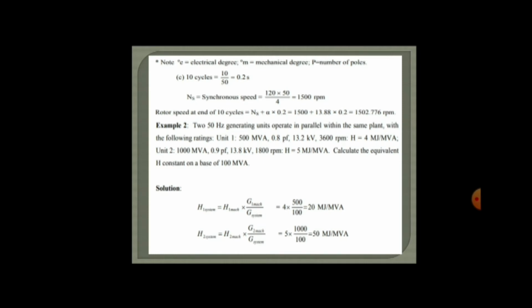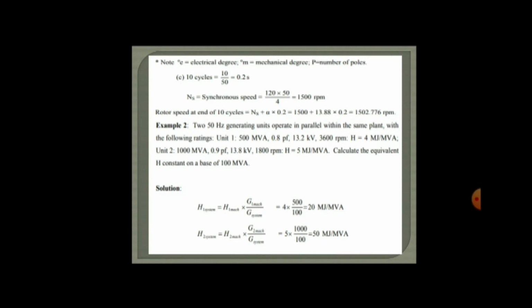So for mid examination and external examination also. See here, they are given two turbo generators. Two generating units operate in parallel with the same plant. Same plant means it's a generating plant. With the following ratings, unit 1.